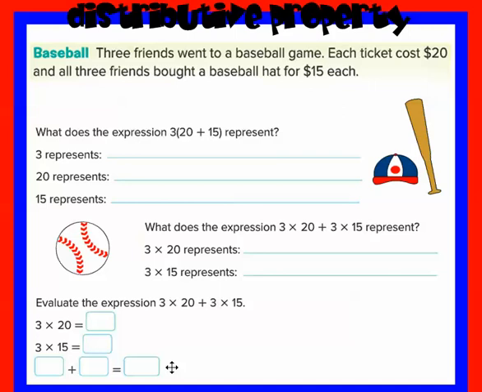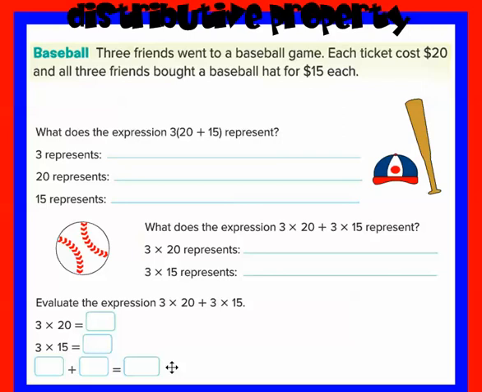Today we'll discuss the distributive property and how we can use the distributive property to model real-life situations mathematically. Our first example focuses on three friends going to a baseball game, where each ticket cost $20 and where all three friends decided to buy a baseball hat for $15 each.